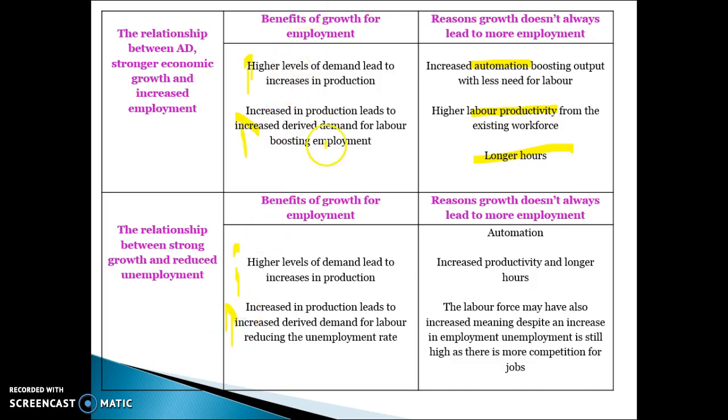I've done the same one twice. Please ignore this second slide. They're exactly the same as the first one.